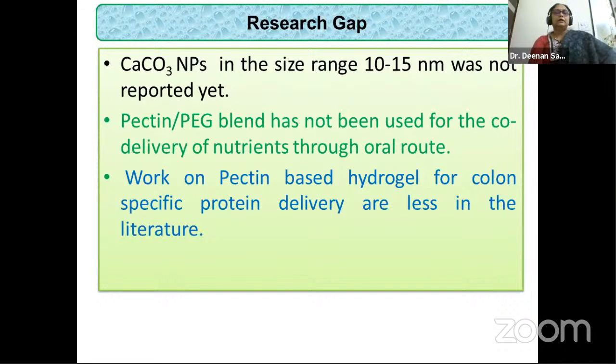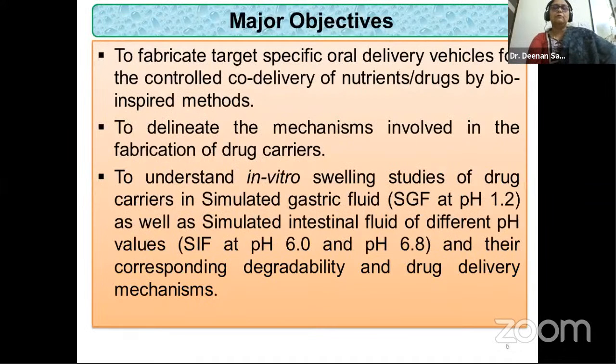Coming to the major objectives: to fabricate a target-specific oral delivery vehicle for controlled co-delivery of nutrients. There are two barriers I have to cross. I have to reach the target, and co-delivery is also a focus. Co-delivery means we are releasing the nutrients or drugs accompanied with some other molecules. Control over the delivery is also very important.